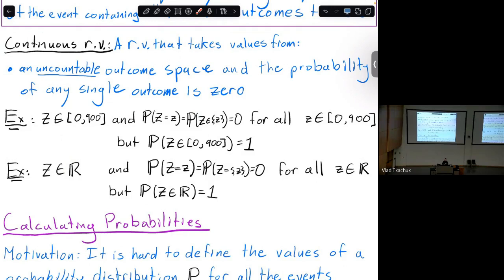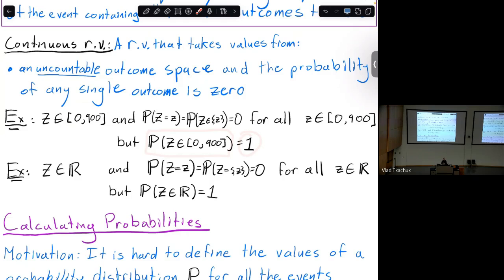Now, I want to point out something, which is the stuff on the right, about the probabilities of these uncountable things and how they're going to cause some problems. So let's look at this. We know the probability of the whole outcome space has to be 1, right? That event reads as: the probability that I randomly sample some number between 0 and 900 is going to be 1, right? I've got to get something in this interval.